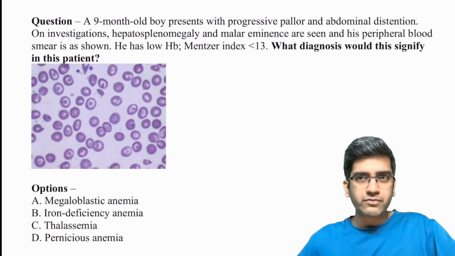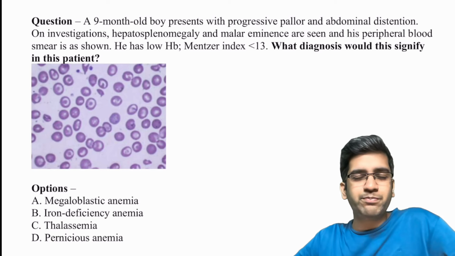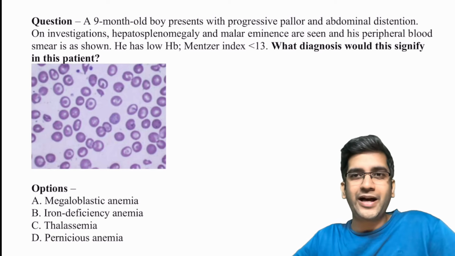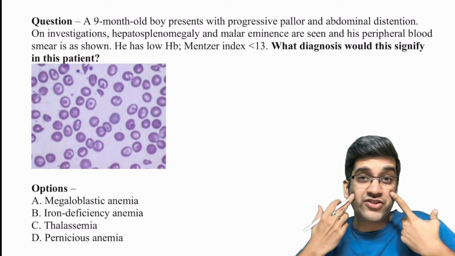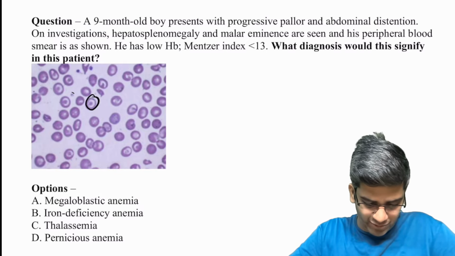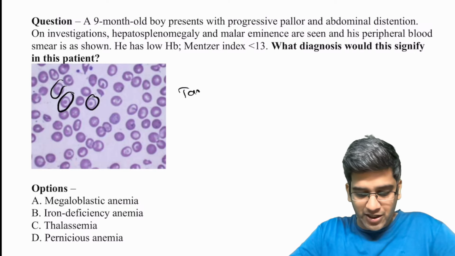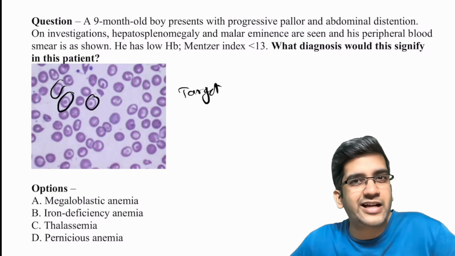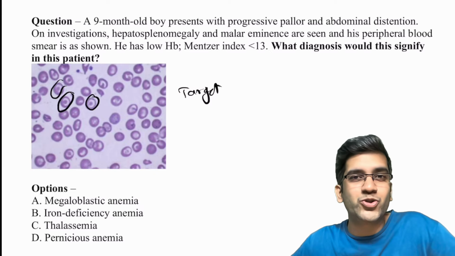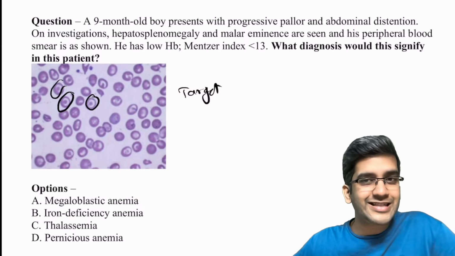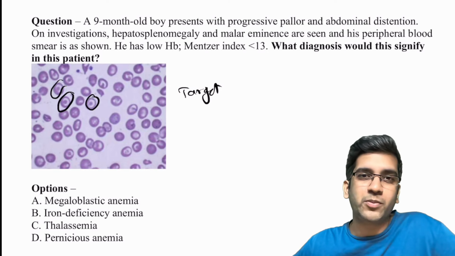Next question. Simple, very simple question, scenario-based question. A 9-month-old kid, progressive pallor, abdomen distension. On examination shows hepatosplenomegaly, malar eminence is there, and peripheral smear is shown this. I'm sure you guys may have jumped and said, we see target cells. If it's a target cell, it has to be a thalassemia, right? And also hemoglobin is low, Mentzer index is less than 13, which what is the most common diagnosis here?